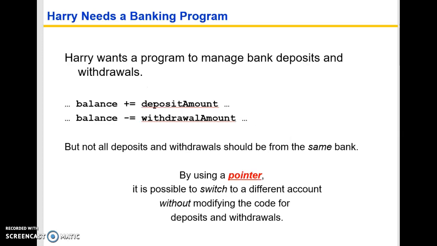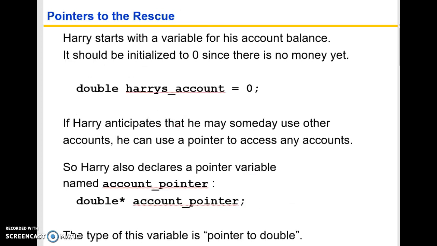So let's, as an example, say Harry needs a banking program. Harry wants a program to manage bank deposits and withdrawals. If we have a deposit amount and a withdrawal amount, they're from the same bag, but they're going to change based on the pointer. By using a pointer, we can switch to different accounts without modifying the code for doing this. You can see in this example that Harry starts with a variable for his account balance.